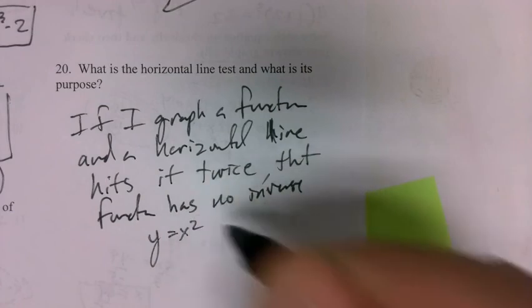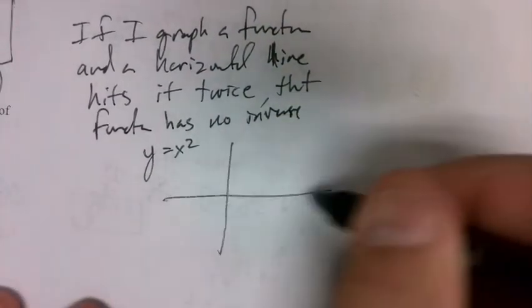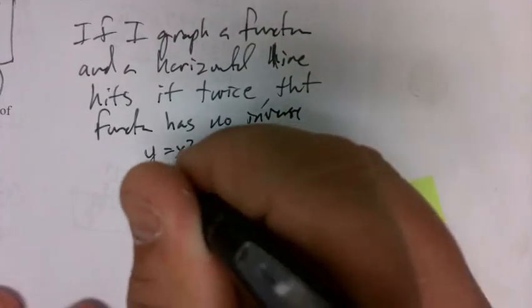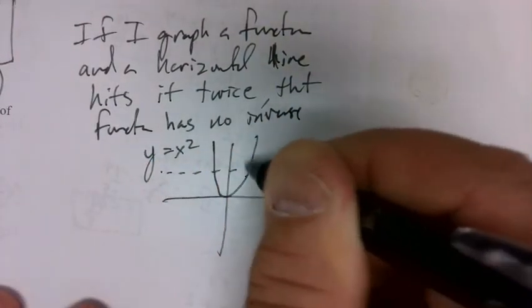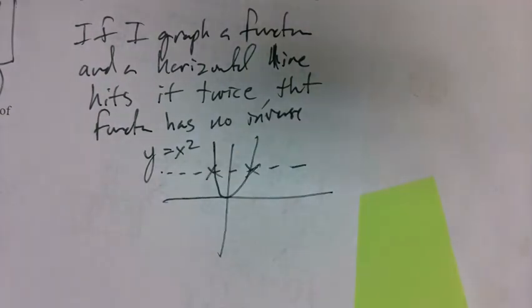If I give you y equals x squared, that looks like that. And I hit it with a horizontal line. See how it hits it once, twice? Because it hits it twice, that function has no inverse. Okay, I know that was quick. You can zoom in, zoom out to get a better view on things. You can speed it up, slow it down, whatever. But that's how you work through any other problems.